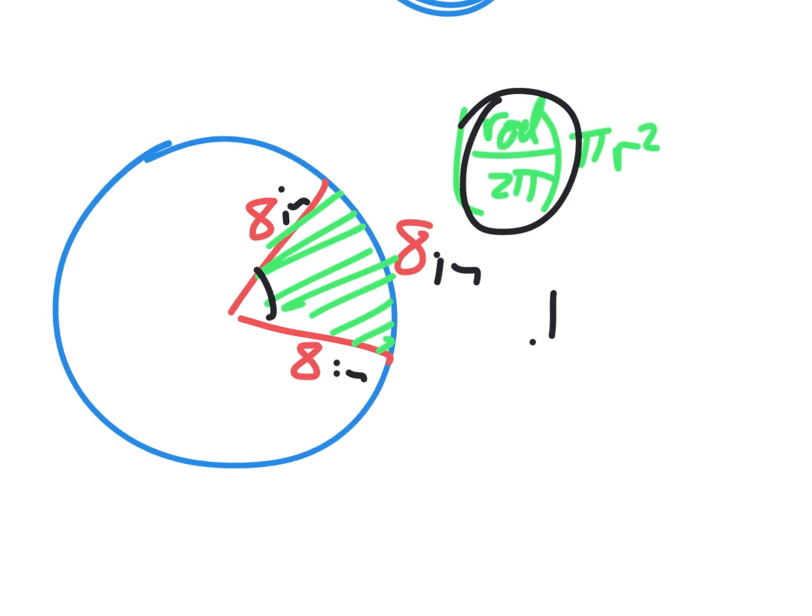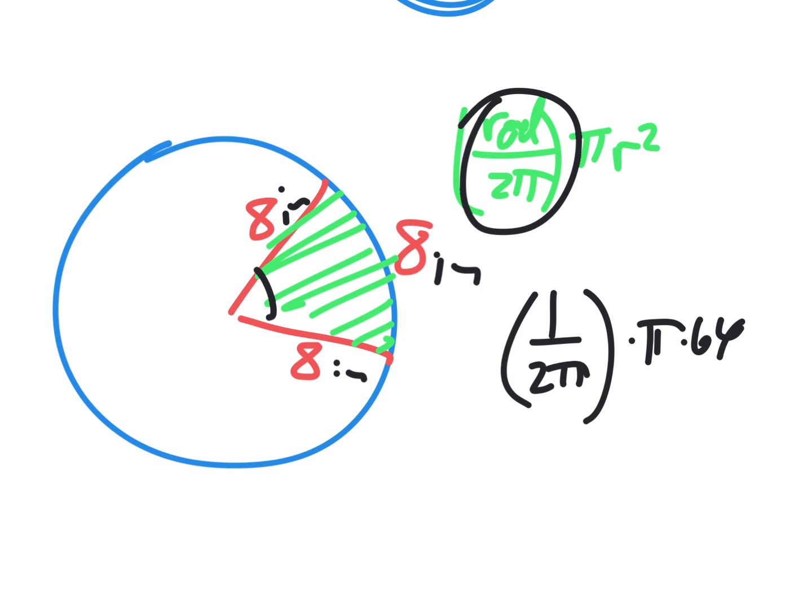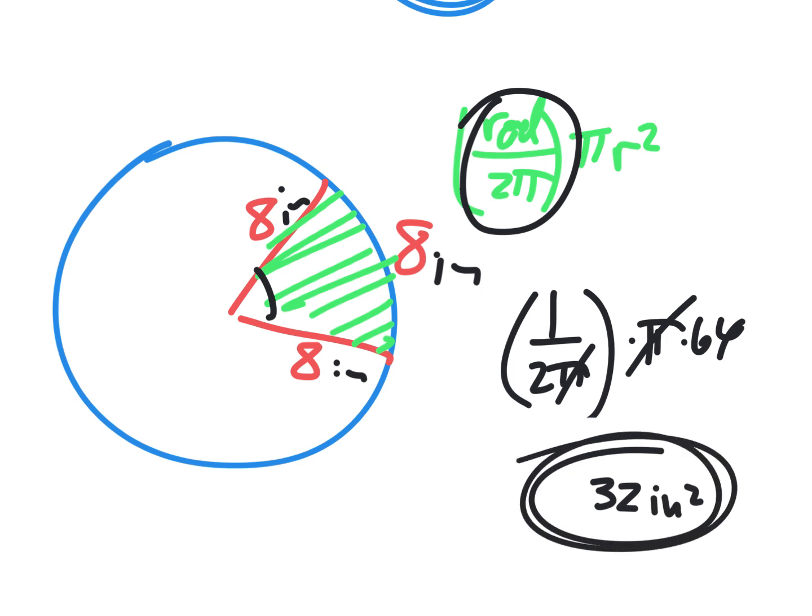It's 1 radian over 2 pi times pi times the radius squared. The radius is 8. 8 squared is 64. And it's as simple as, let a few things cancel now. Cancel that, cancel that. 64 divided by 2 is 32. 32 what? Square inches. Any questions about that?